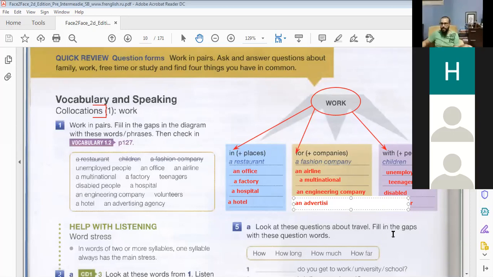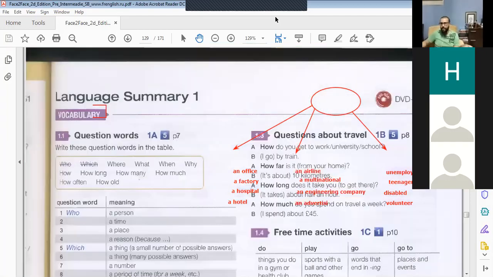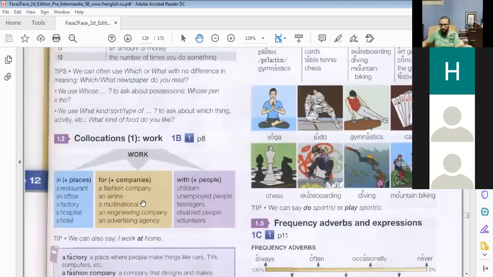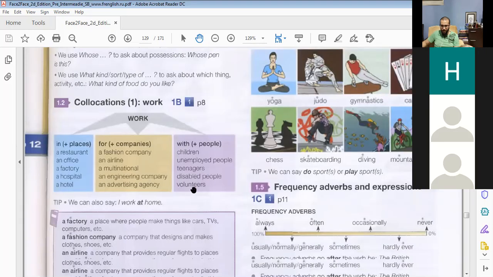All right, so now let's take a look. Let's check these answers and maybe you can find a little extra tips on page 129. So let's confirm this. Now here we have collocations about work. I think all of the answers are correct. So you work in a restaurant, in an office, in a factory, in a hospital, in a hotel. And you work for a fashion company, for an airline, for a multinational, for an engineering company, and for an advertising agency. You work with children, with unemployed people, with teenagers, with disabled people, and also with volunteers.